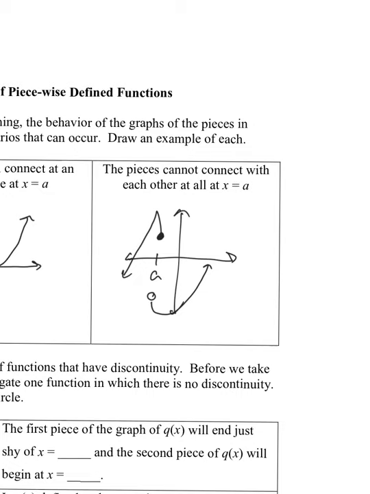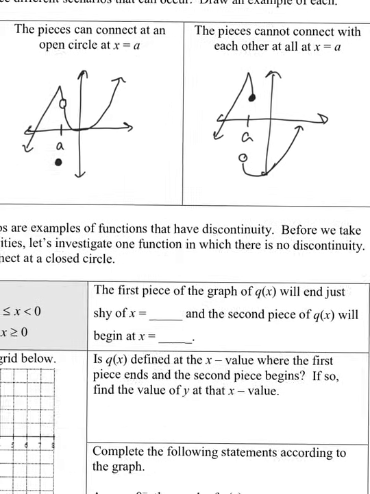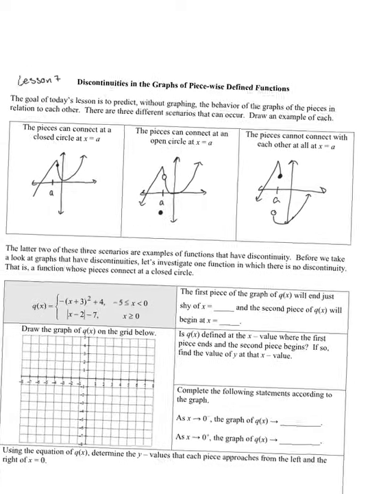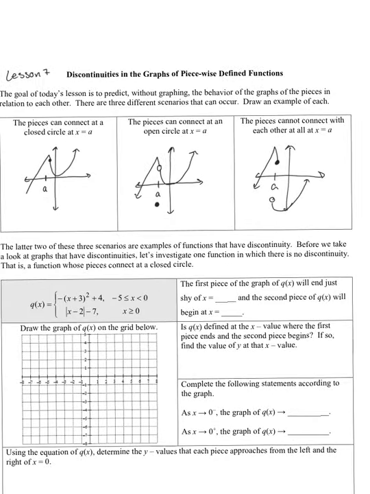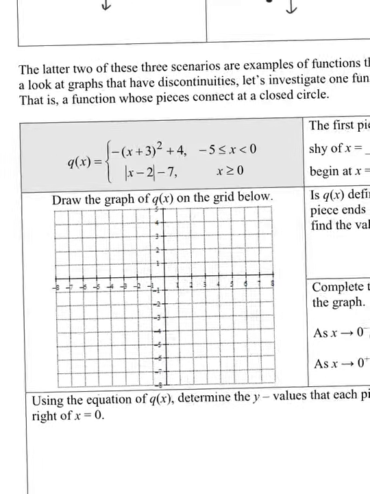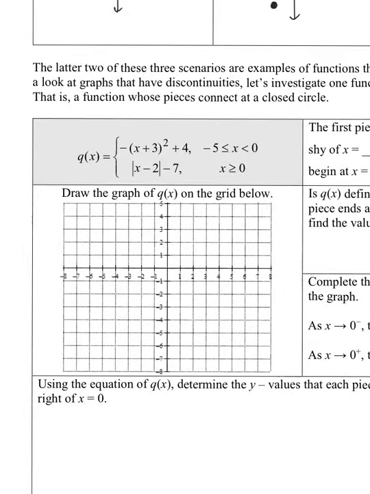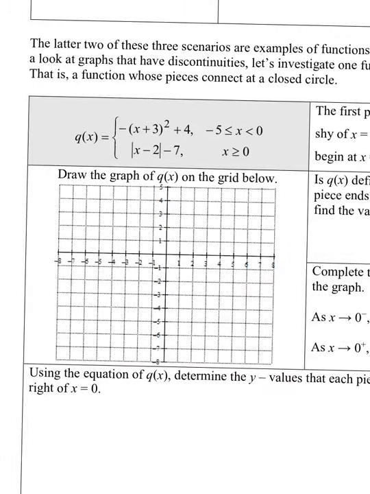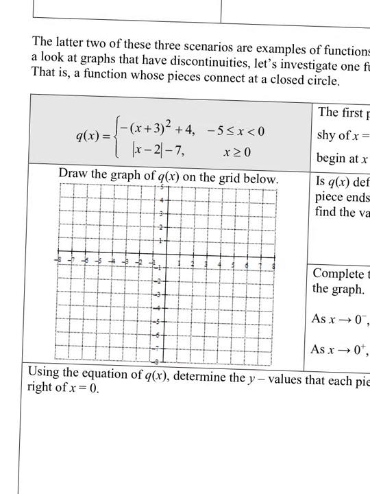All right, and then everybody got this written down? Good deal. And next, we are given 2 equations for q of x, all right, and we want to graph them, and it's going to ask us some questions about it, okay? So it says the latter 2 of these 3 scenarios are examples of functions that have discontinuity. Before we take a look at graphs that have discontinuities, let's investigate one function in which there is no discontinuity.